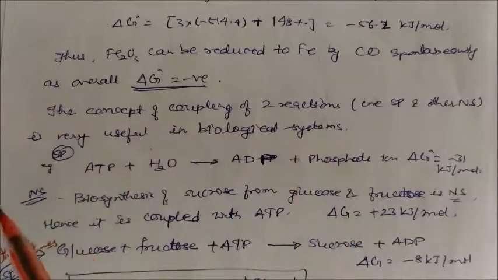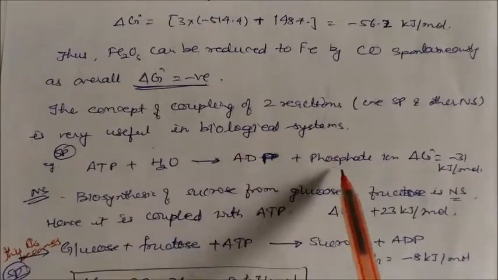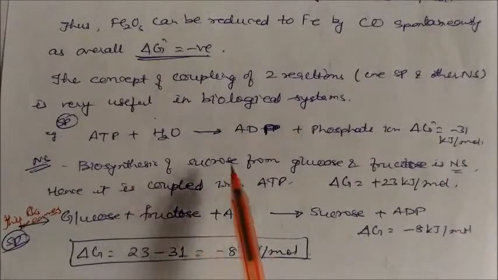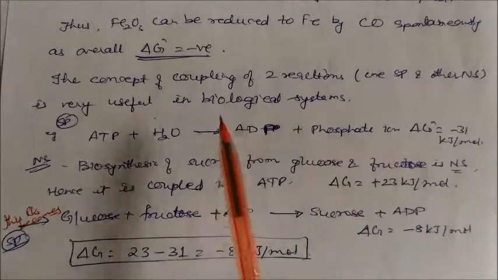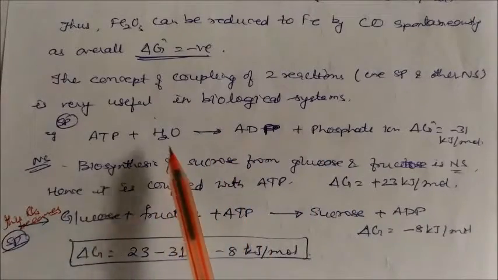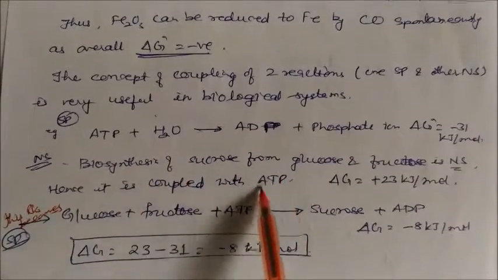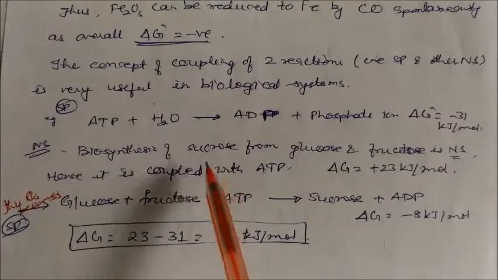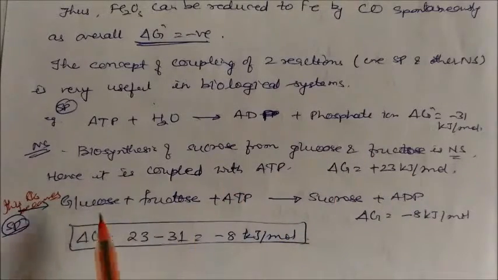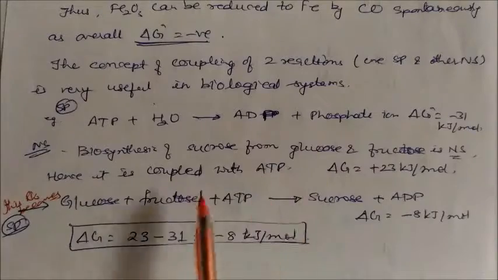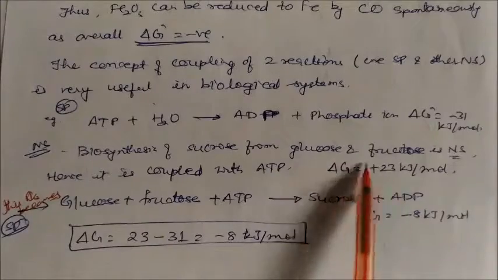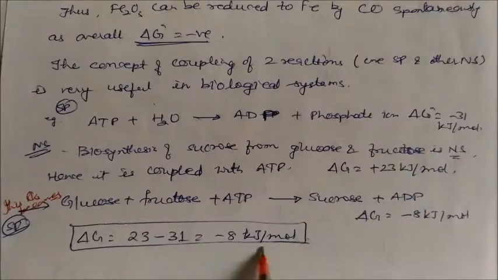Let us take one example: ATP reacts with water to form ADP plus phosphate, and this is a spontaneous reaction. Biosynthesis of sucrose from glucose and fructose is non-spontaneous. When it is coupled with the hydrolysis of ATP, the reaction of sucrose synthesis from glucose and fructose becomes spontaneous. We can see glucose and fructose converted to sucrose, and this whole reaction is spontaneous, where delta G is 23 minus 31. One is a positive value and the other a negative value; subtracted, the overall value is negative. So now this reaction will become spontaneous.